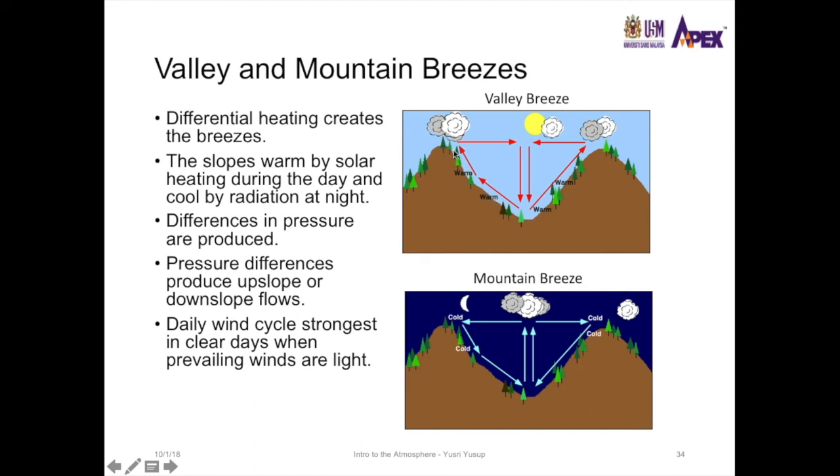At night, the slopes cool a lot faster than the valley, which causes the winds to flow downwards to the valley, and the relatively hot air in the valley rises up at night. This movement of air is caused by the differences in the pressure produced due to the differential heating. The valley breeze, or the daily wind cycle, is at its strongest on clear days when the prevailing winds are light.